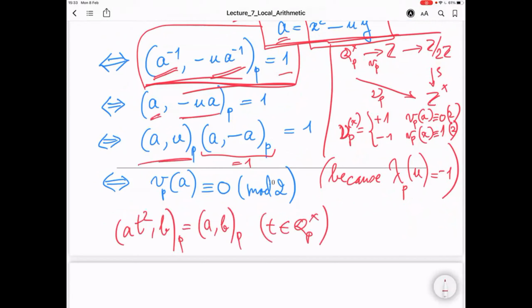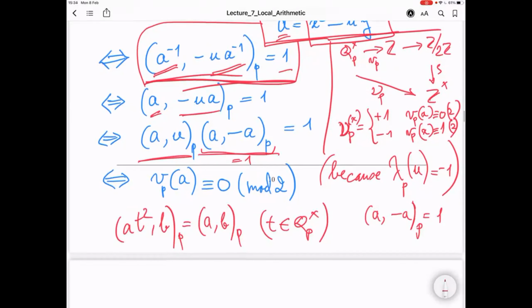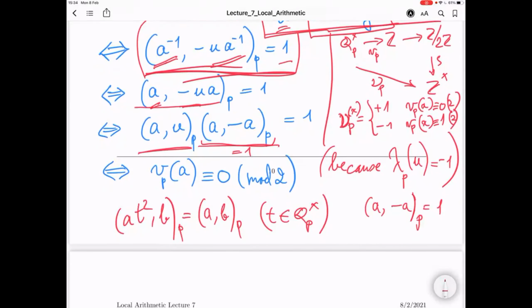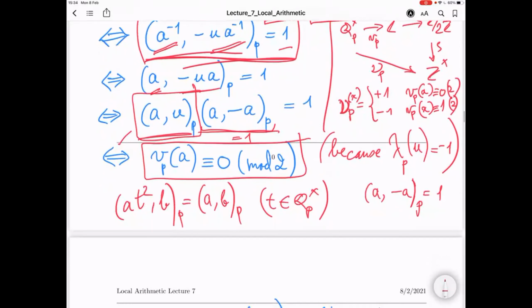Then I can expand it. So this is the first factor, and this is the second factor. But (A, minus A) at p is always equal to 1, right? That's one of the things which we had proved about the Hilbert symbol. So it remains to check that this is equal to 1 only if the valuation of A is even. And that's a check which every one of you should be able to do, right?